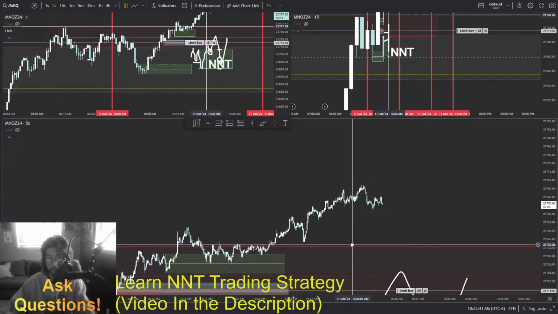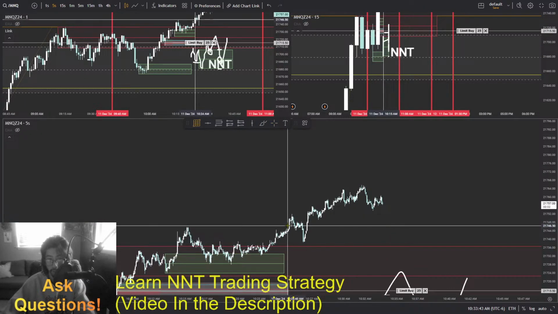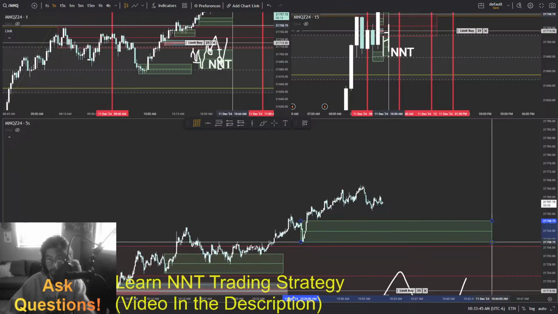So let me show you a real life example. Let me see if I see any setups so far right now. Give me 1 second. Okay, I'll show you a real life example right now.